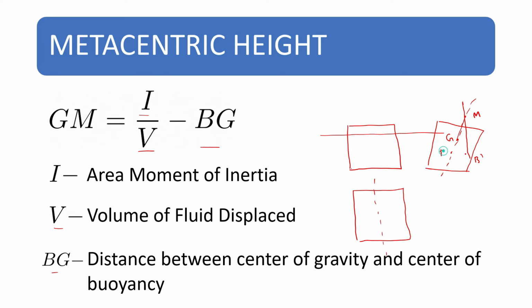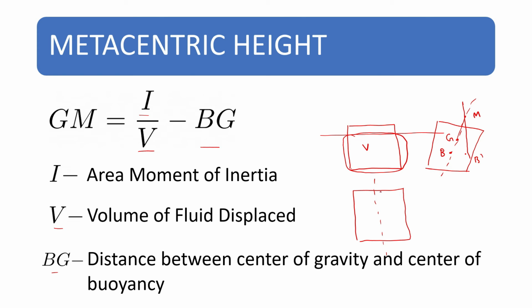So here it is B. This is the center of buoyancy. BG is the distance between the center of buoyancy and the center of gravity. And V is the amount of water displaced, that is the volume of fluid displaced. So that is this much volume.